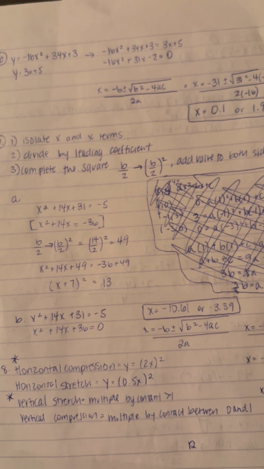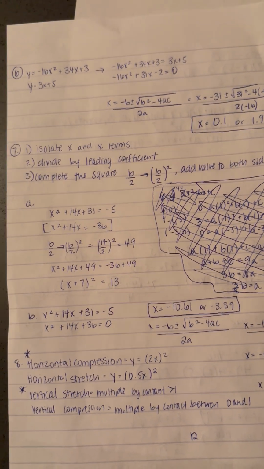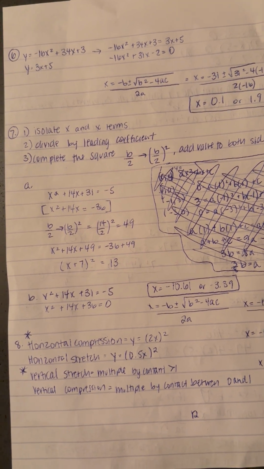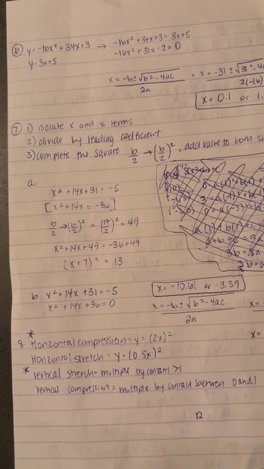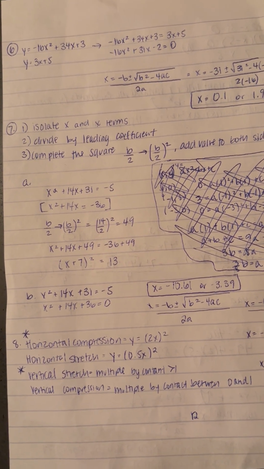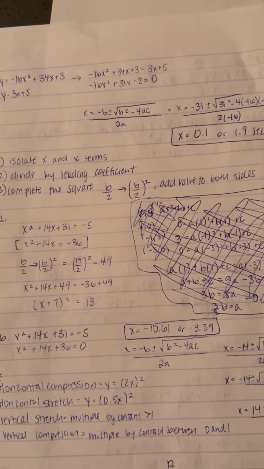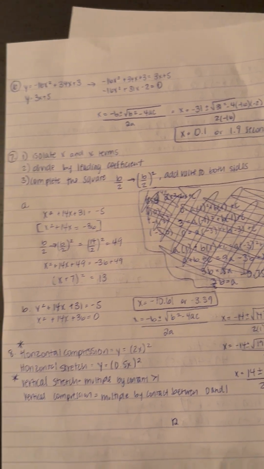For part B, you'd plug those numbers into the quadratic equation, and that would give you x equals -10.61 or -3.39.